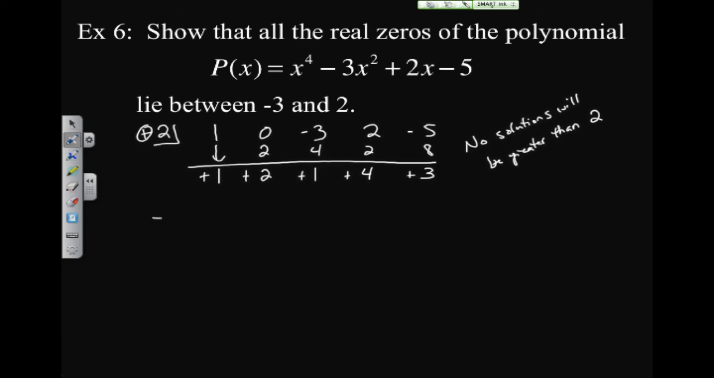Then we're going to do the same thing with -3. We've got 1, 0, -3, 2, -5. Bring down the 1.